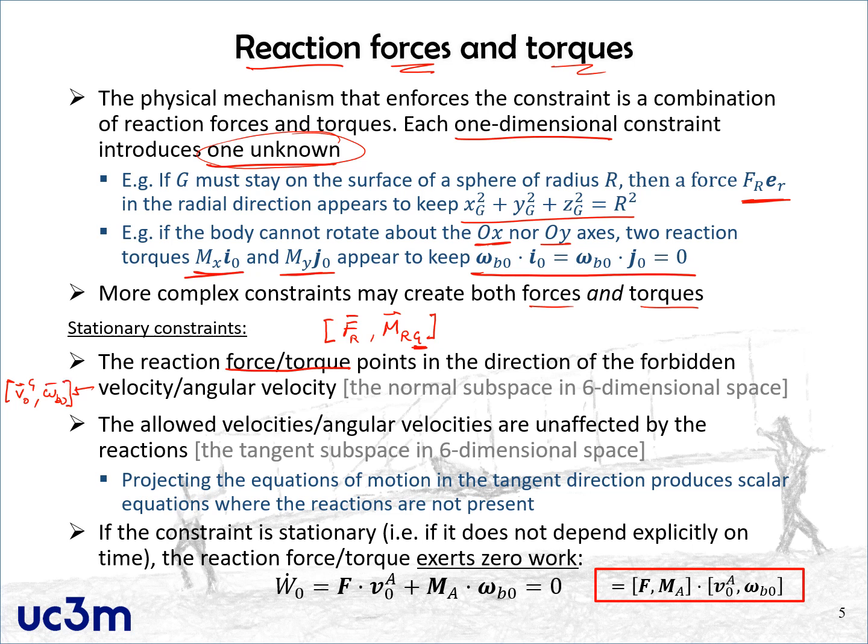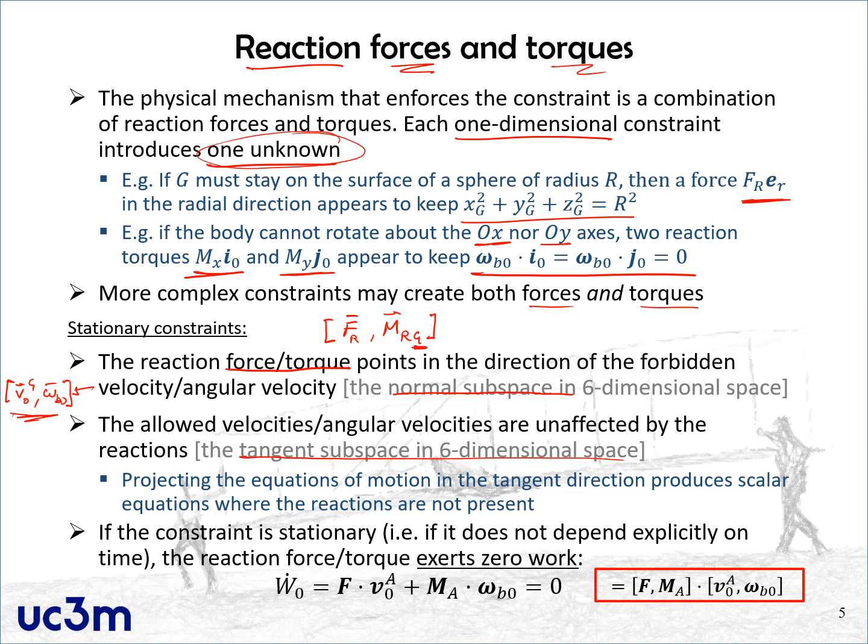What we know is that the reaction force and torque will point in the direction of the forbidden angular velocity, in the case of a stationary constraint. And this is precisely the normal subspace of the constraint. The velocity, the six-dimensional velocity over here, is a vector that points in the tangent direction of the six-dimensional space. And again here we are thinking of stationary constraints. So the resulting velocity points in the direction that is not affected by the reactions.